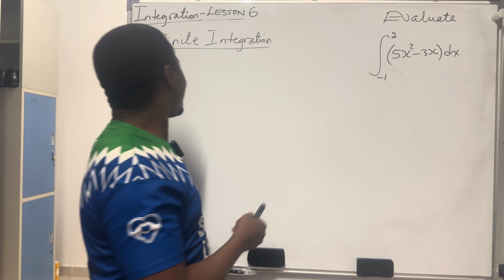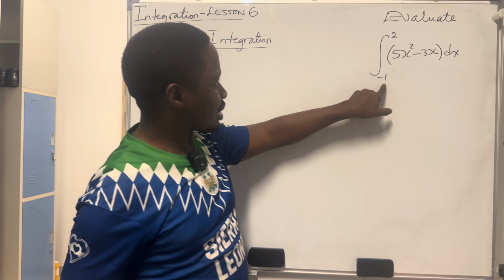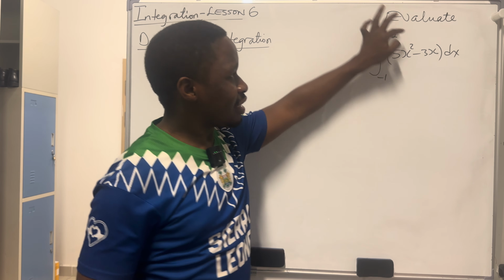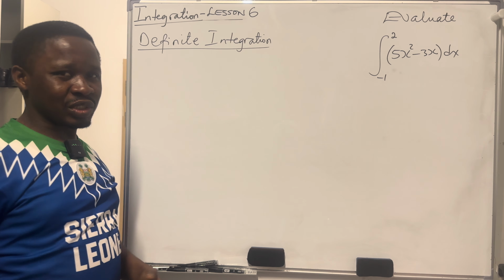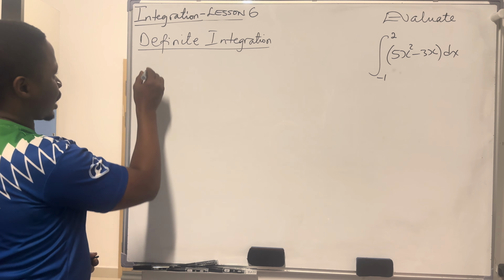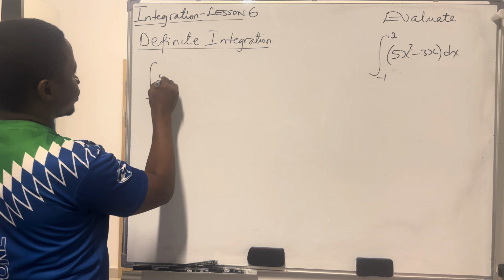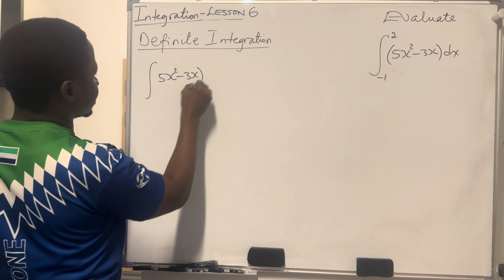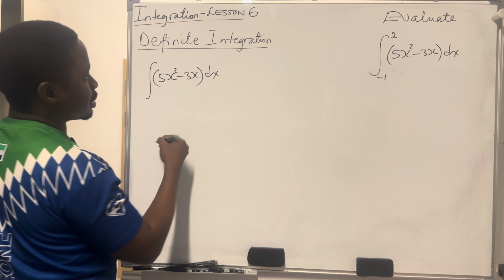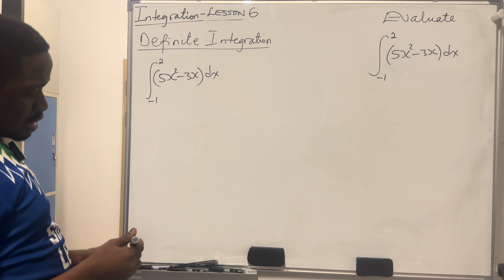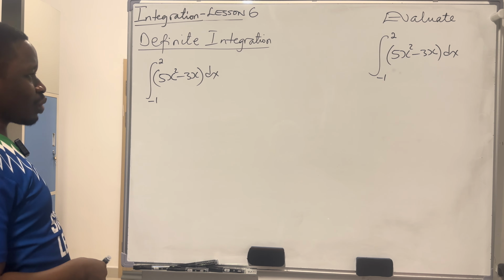Why the name definite? Because there are limits. When nothing is written here and here, it is not definite. It is indefinite. So it says the integral of 5x squared minus 3x dx from -1 to 2, from -1 to 2.